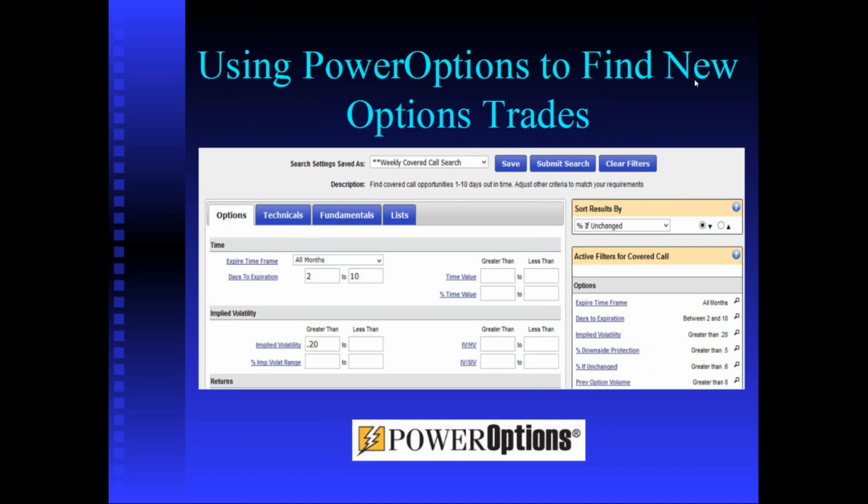How do you find new options trades? Today we're going to discuss using the patented PowerOptions tools to find new options trades, whether you're just getting started, whether you have a specific set of criteria in mind for a given strategy and what types of options you'd want to see, whether you're trading weeklies or standard options, whether you're looking at one stock at a time or not.